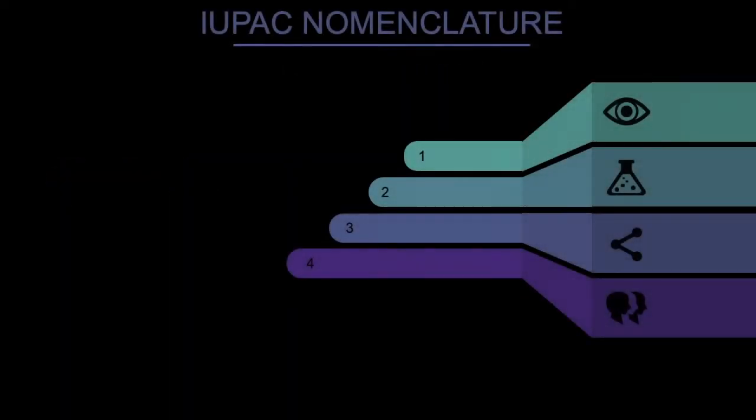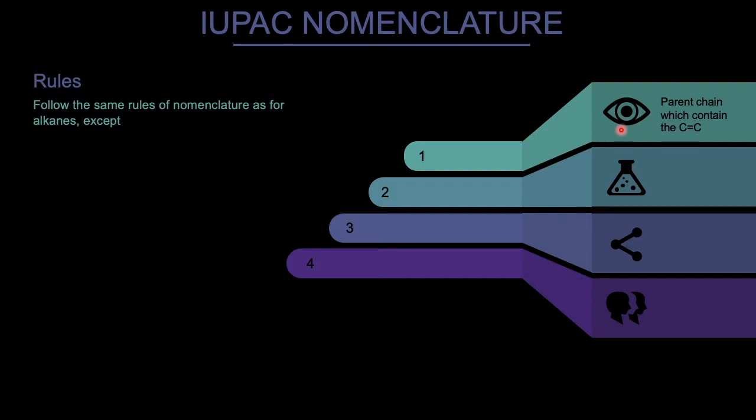Now let's look into the IUPAC nomenclature rules. The rules for naming an alkene follow a similar set as for alkanes, but there are a few exceptions that we need to keep in mind. The first one is with regard to the parent chain. This time, the parent chain is chosen such that it contains the carbon-carbon double bond.